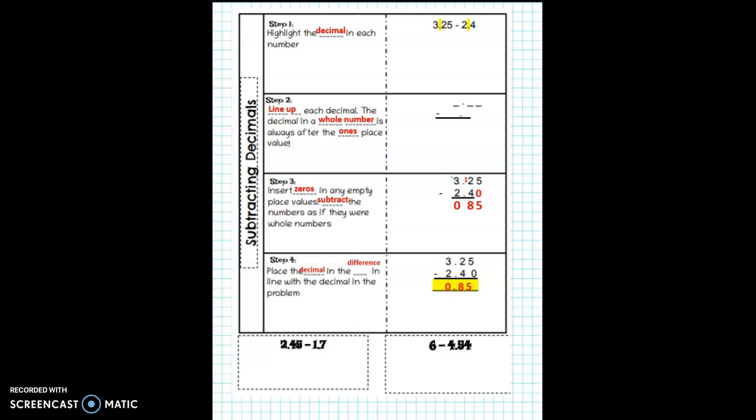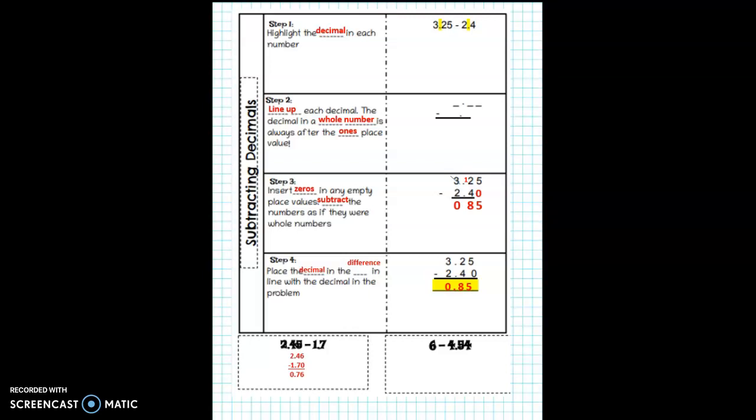Here's two more examples. 2 and 46 hundredths minus 1 and 7 tenths. Notice the decimal places are lined up, and we added a 0 after the 7 to keep the same number of digits in every place value. When we subtract, we get 0 and 76 hundredths.